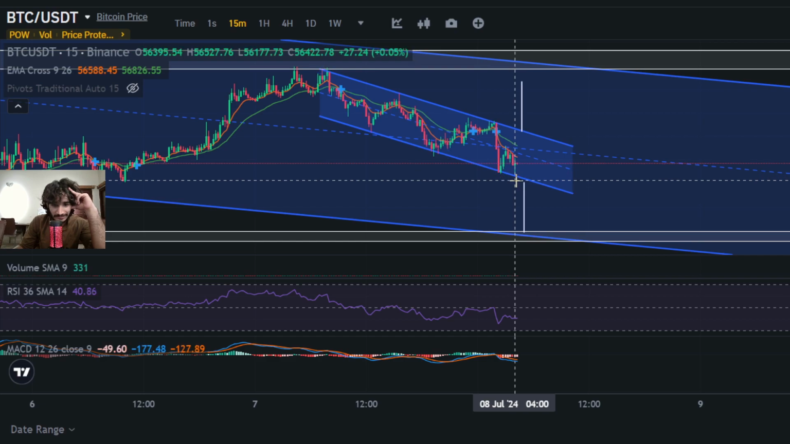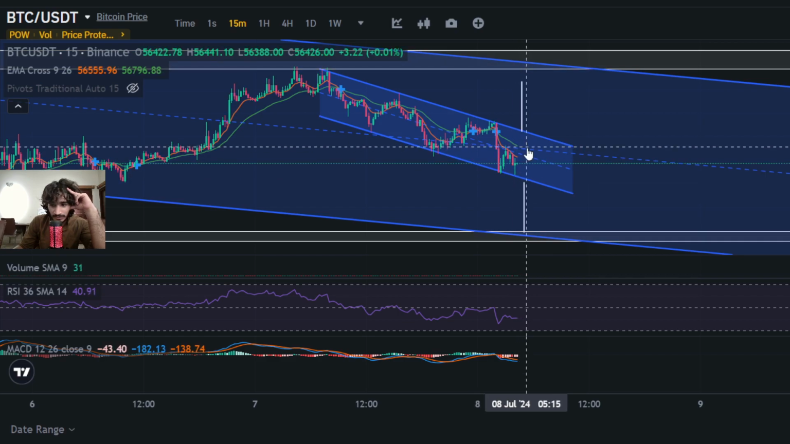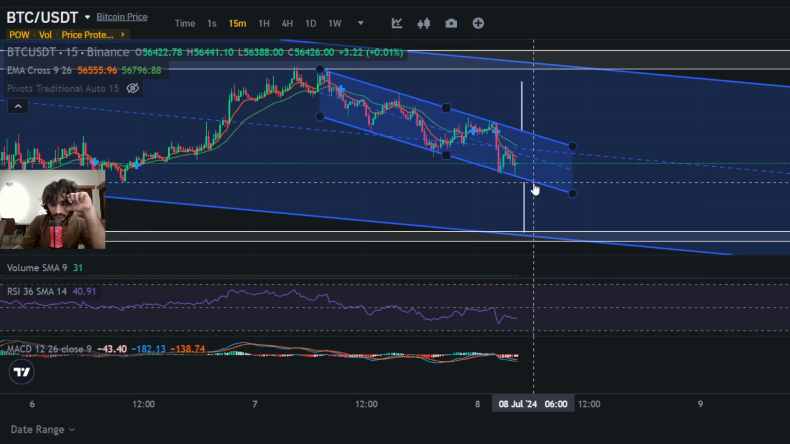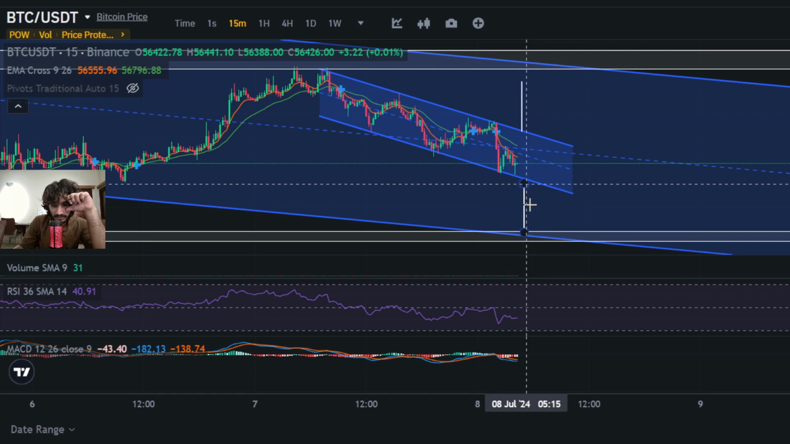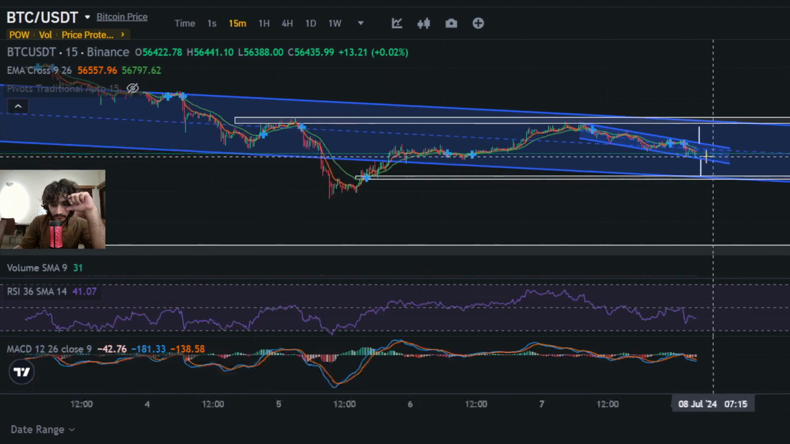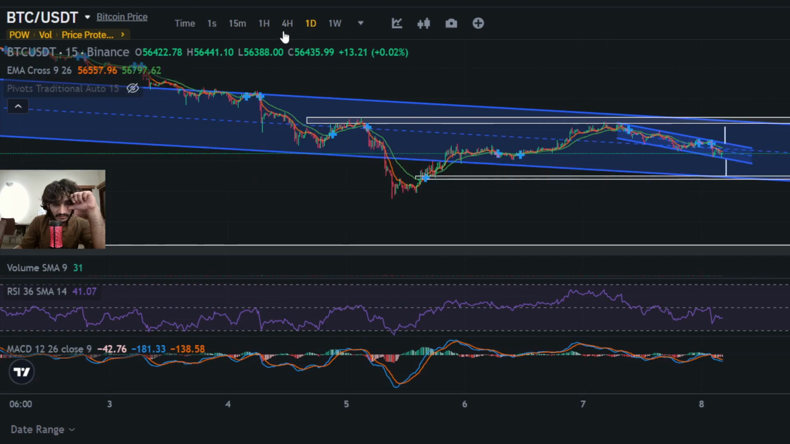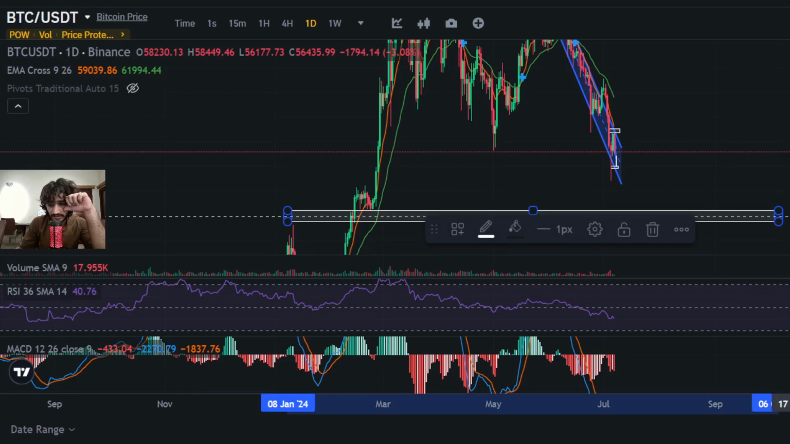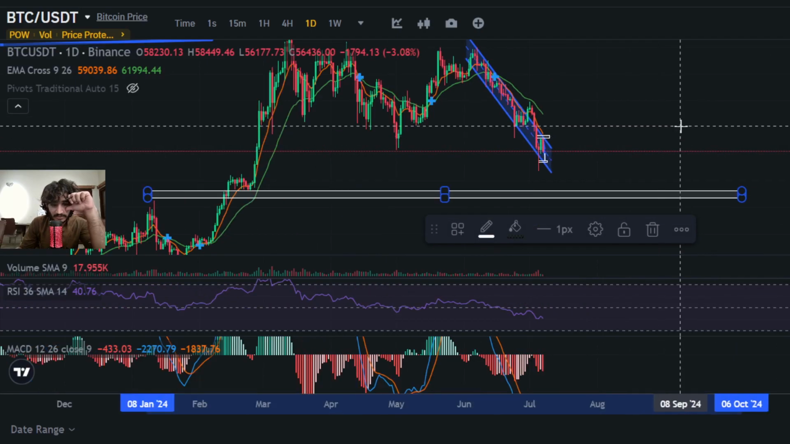Most probably BTC will go back to 56,000 and then bounce back again to 56,221, eventually to 55,000. And then from what we have analyzed previously, I think BTC is gonna go to this major support area, which is 50,000.